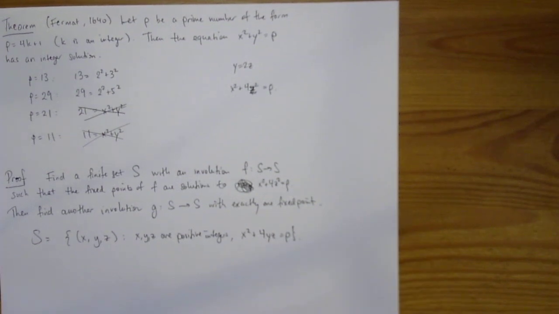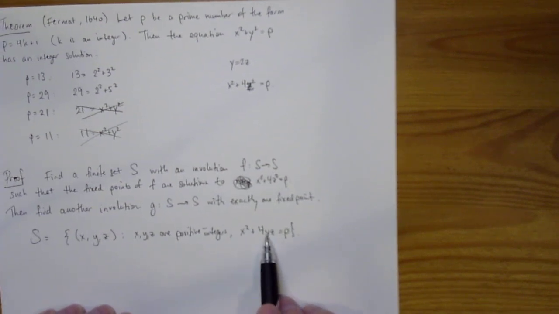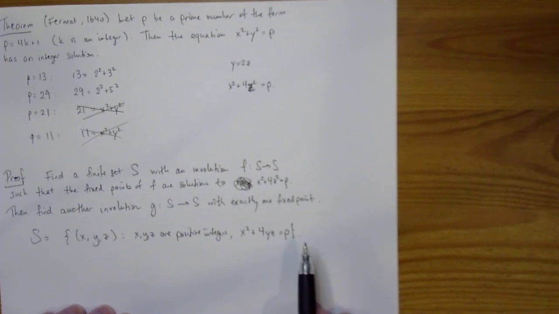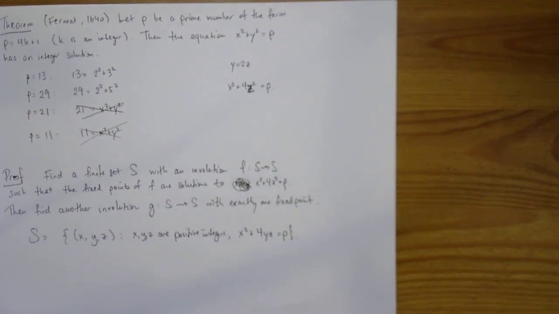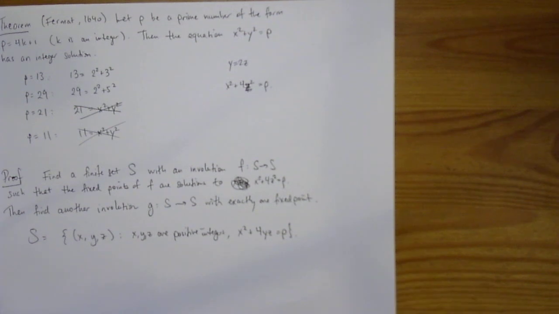Now, this is some set, and it's finite, right? Because if x and y and z are all too big, then x squared plus 4yz is going to be bigger than p. So you can already see that x, y, and z all have to be smaller than p, because if they're at least p, then the left side of this equation is way too big. So that's the first thing, that S is finite.